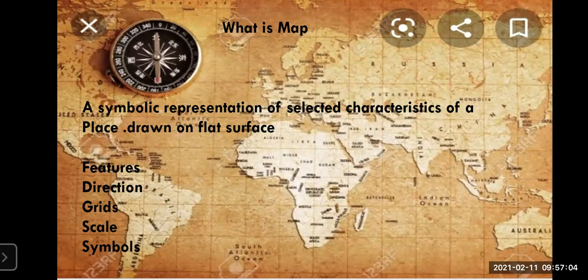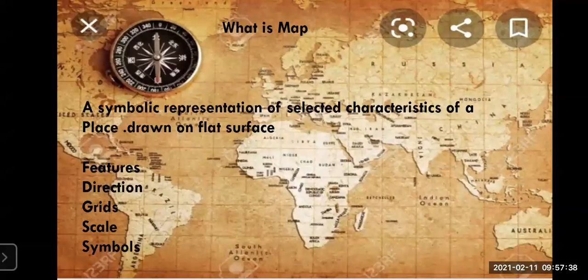Now, what are grids? The second point highlighted in the features of the map is the grids. Grids are lines. These grids are latitude as well as longitude on the map, which help to get information about the extent of a region and also its exact location on the earth. This is very important. With the help of the grid, you will get to know the exact location of a particular place on the earth.